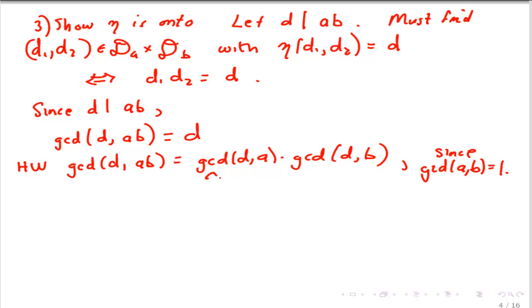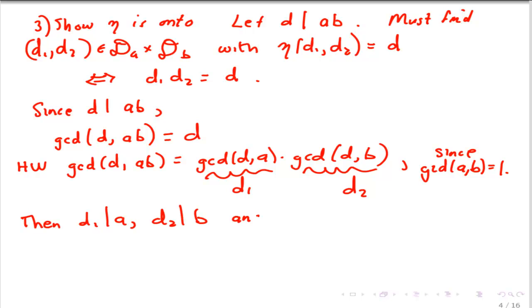Aha! Let's call this object d1. That's some divisor of a. And let's call this object d2. It's a divisor of b. So then d1 divides a, d2 divides b, and we have the desired goal that d, which is the GCD of d and ab, equals d1 times d2.